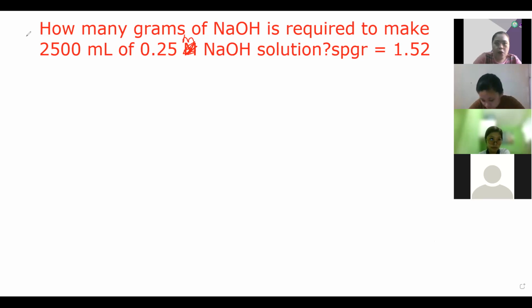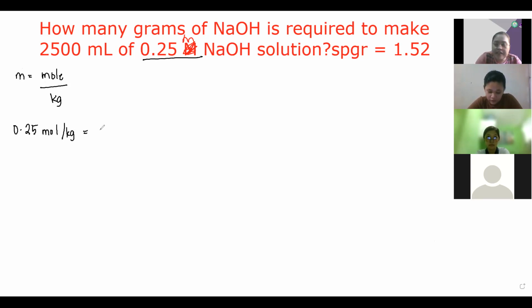So, again, our formula for molality, moles of our solute divided by kilograms of our solvent. The molality is given. That's 0.25. Let's make this moles per kilogram. And then the first step again, let's compute for the moles. But the kilogram is not given in the problem. Instead, it's in ml.